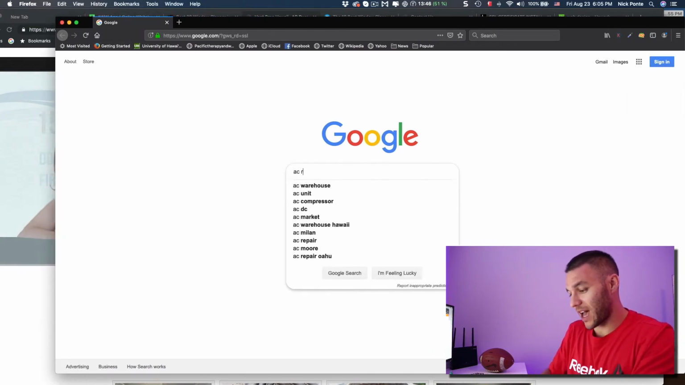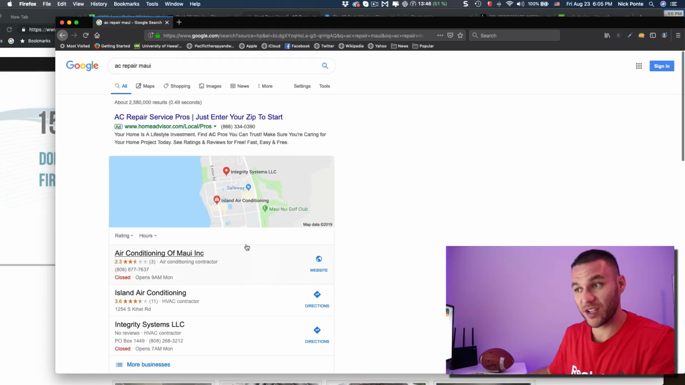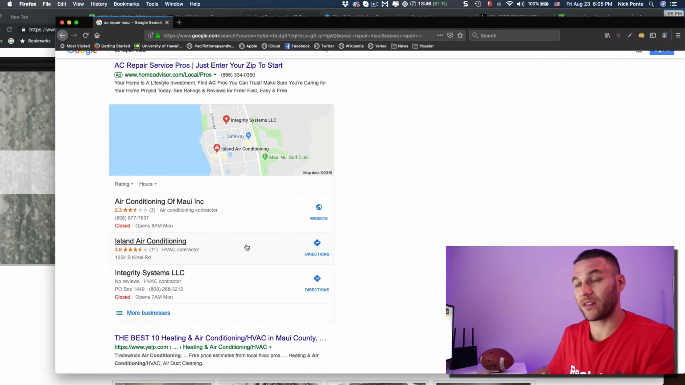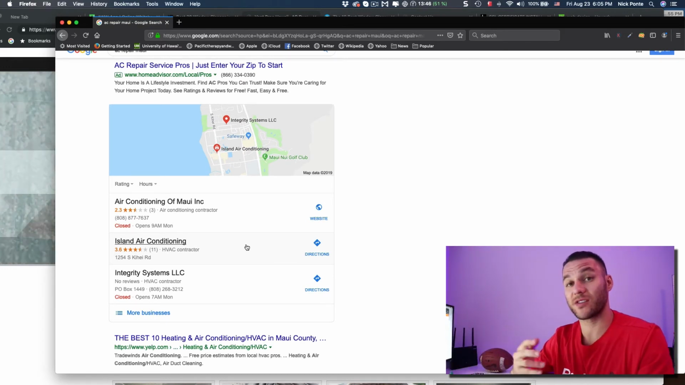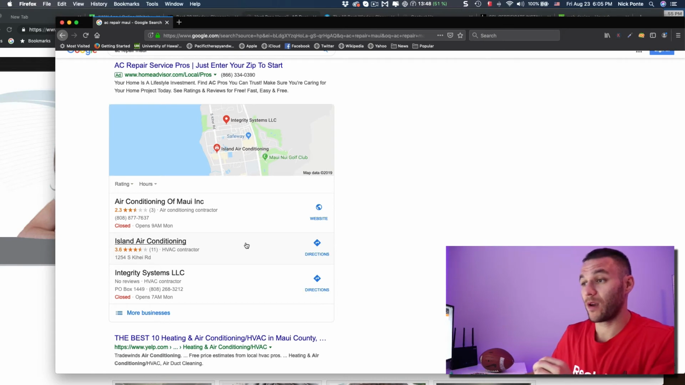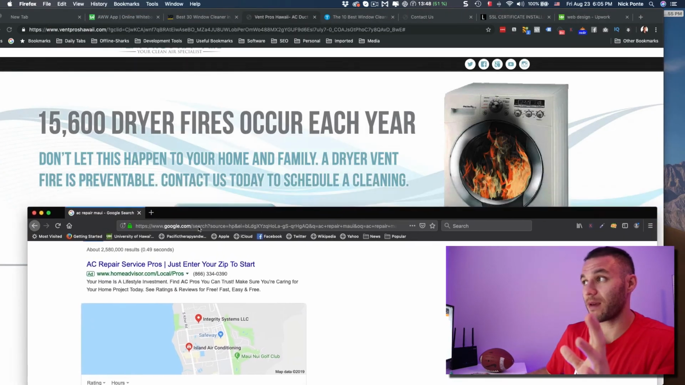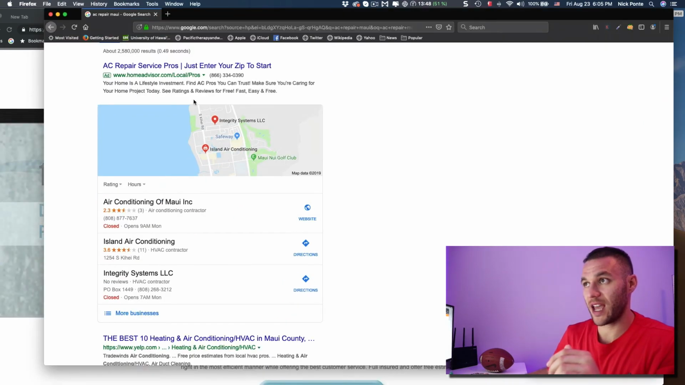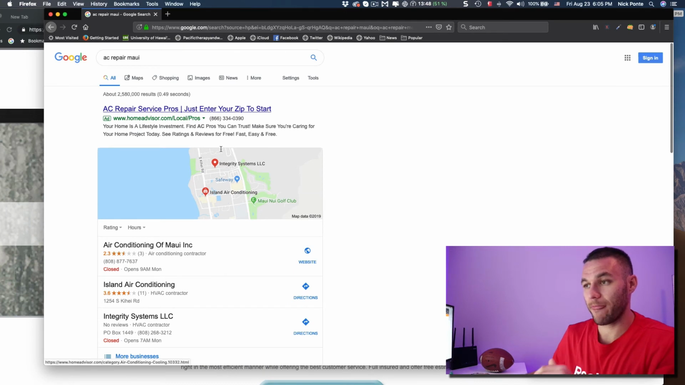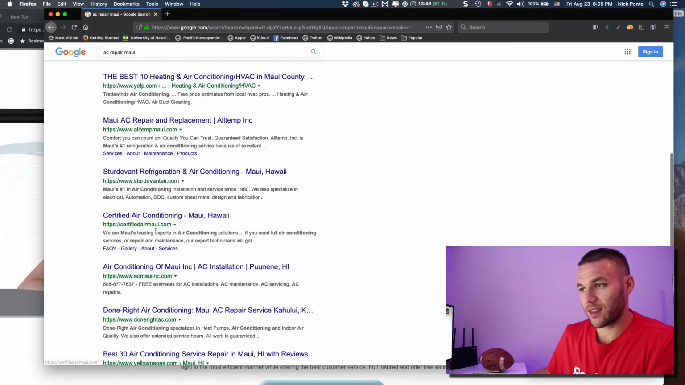So if these guys don't show up on this first page, then that means they're missing out on business. They would absolutely love to be on this page, but chances are they don't know how to do that. So what you can do is cross-check. This company's name is Vent Pros Hawaii, and I just did AC Repair Maui, and I do not see them.